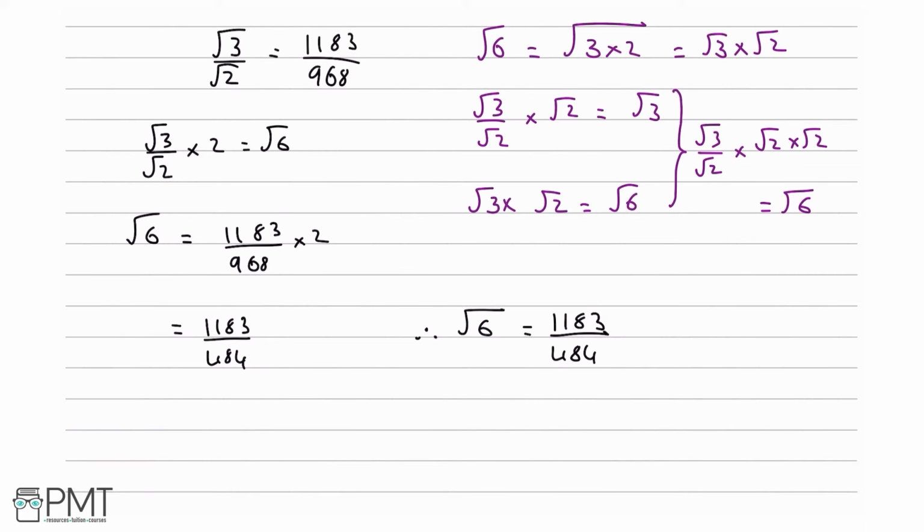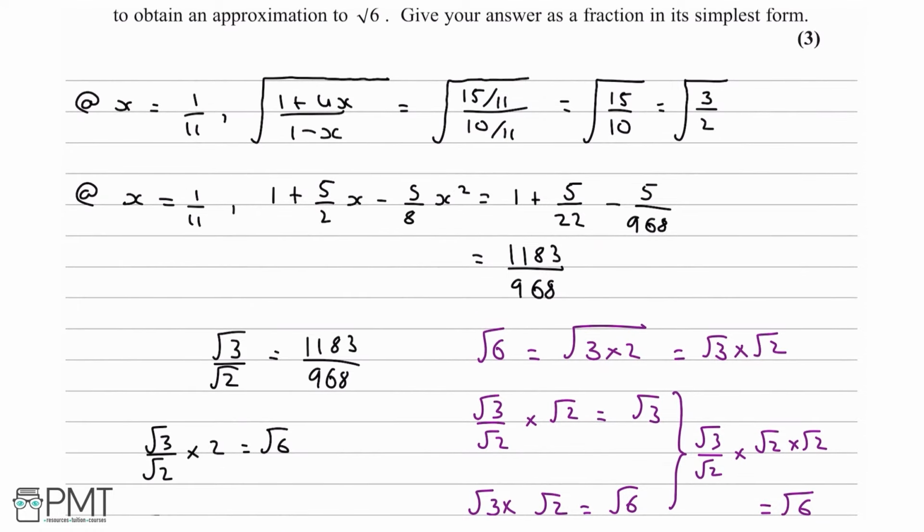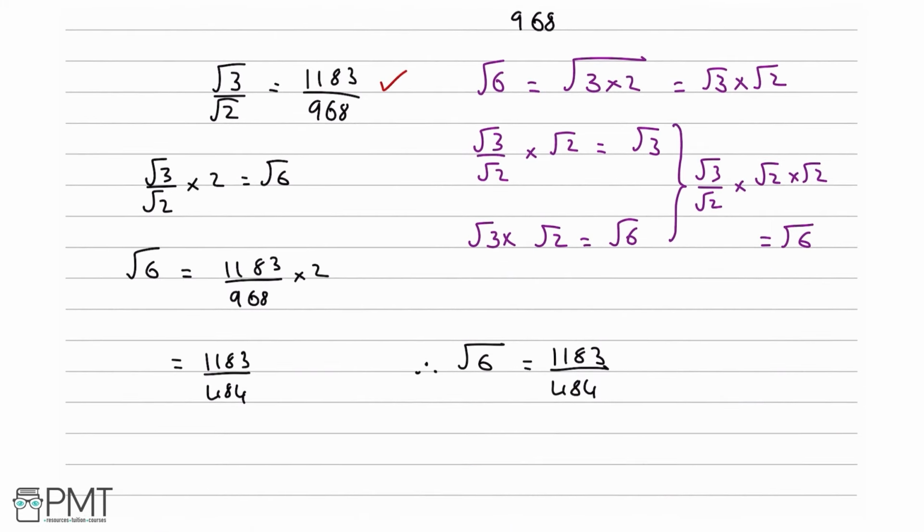So this question is worth 3 marks. Your first mark comes from actually doing the substitution, x equals 1 over 11, into both the square root of (1 plus 4x over 1 minus x) and 1 plus 5 over 2x minus 5 over 8x squared. So you need both of these two things to get your first mark. Your second mark comes from setting them equal to each other. And your third mark comes from doing the necessary work to get your final answer.